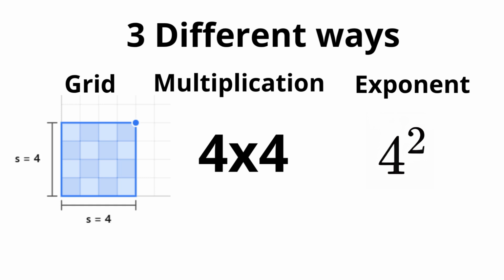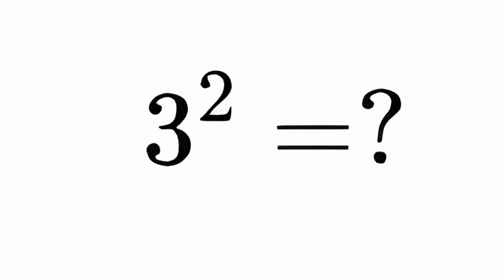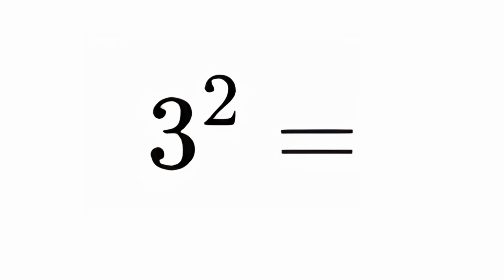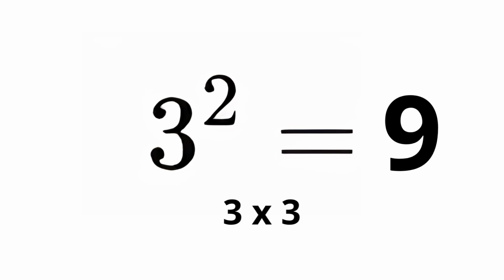Let's test your understanding. What is 3 squared? Take a few seconds to think about it. The answer is 9. Because 3 squared means 3 times 3. 3 times 3 equals 9.